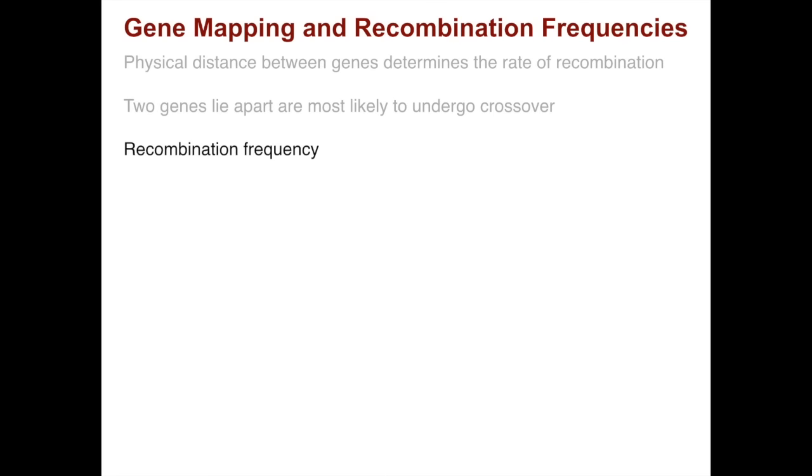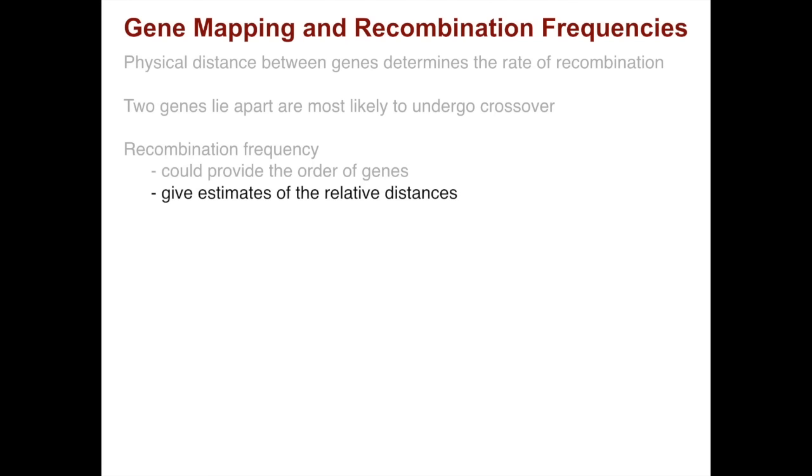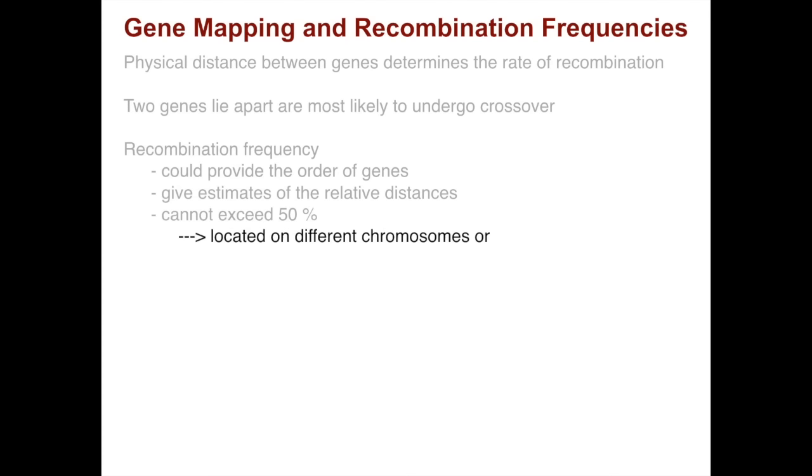From this, you can determine the recombination frequency, and this can be helpful to provide the order of genes and give an estimate of the relative distances between them. They cannot exceed 50% recombination. If that's the case, then the genes are not linked. They're on a different linkage group, so they're located on a different chromosome or different linkage group, as I said.